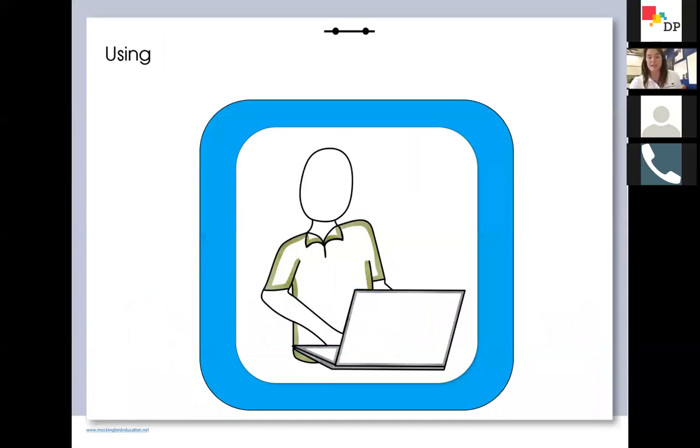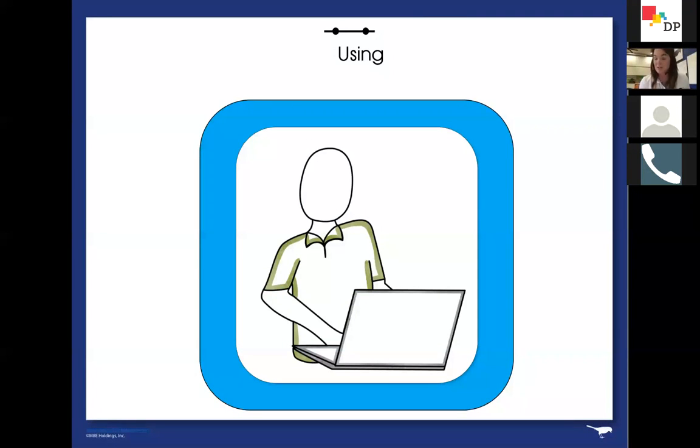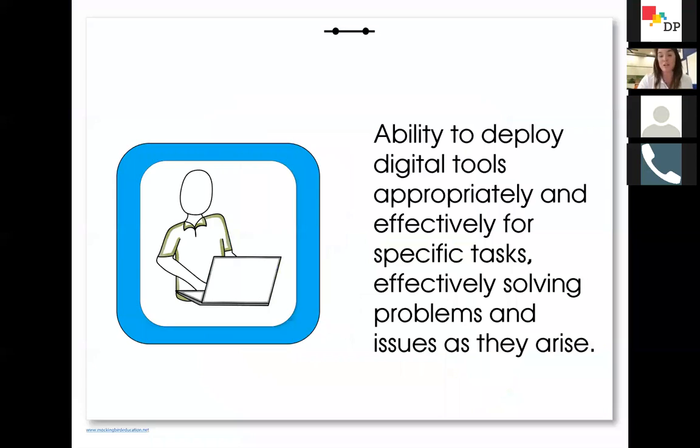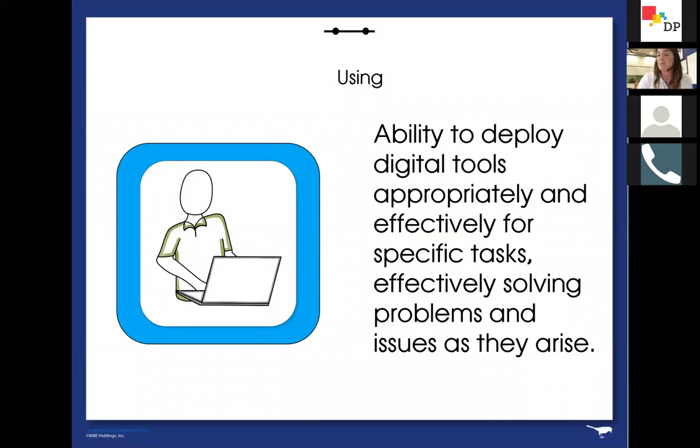The next one is, let's look at using. So not only do I have to decode and know how to work through the things on the screen, I have to be able to make meaning from them, and then I have to become what we call a user of the technology. Using means it's the ability to deploy digital tools appropriately and effectively for specific tasks, effectively solving problems and issues as they arrive.